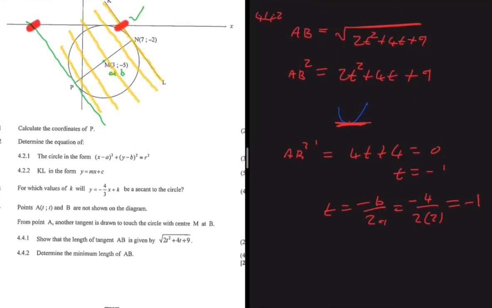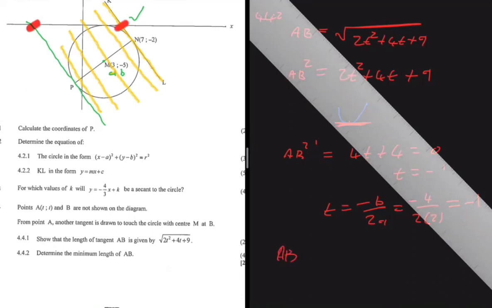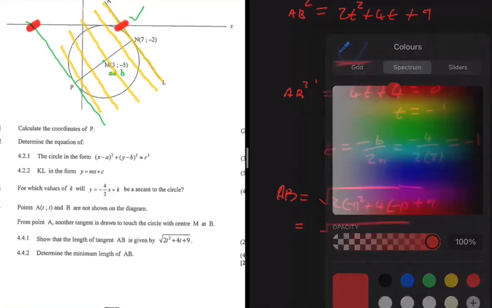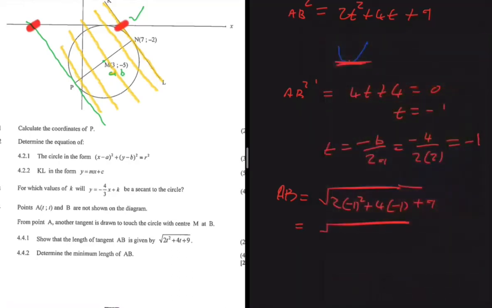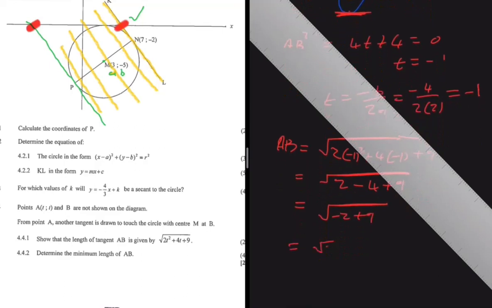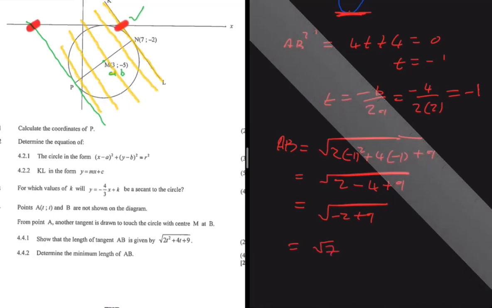But now let's substitute minus 1 into our equation and actually determine the minimum length. So we have AB equal to the square root of 2 multiplied by minus 1 squared plus 4 multiplied by minus 1 plus 9. So minus 1 squared, we're just going to get 2, and then minus 4 plus 9, so 2 minus 4 is minus 2, plus 9. So we have the square root of 7 as the minimum length of AB.